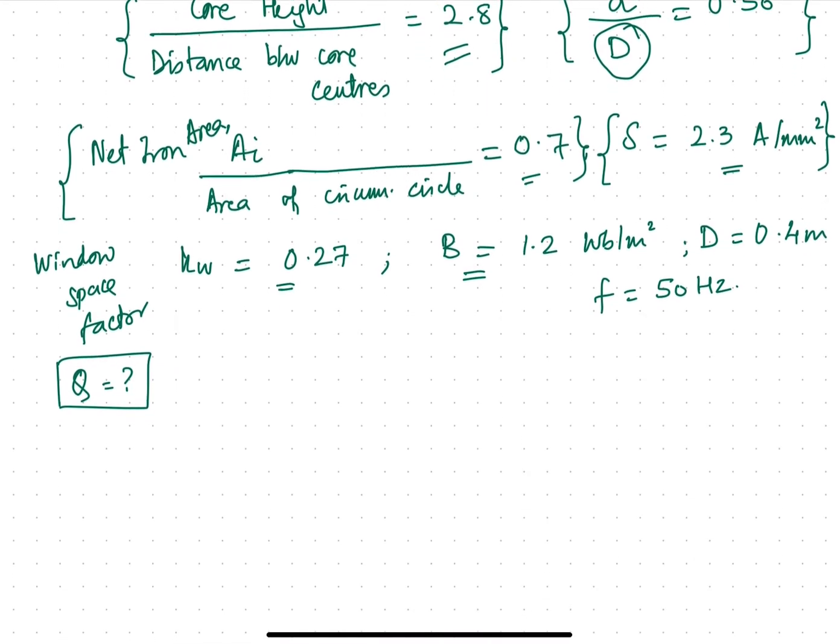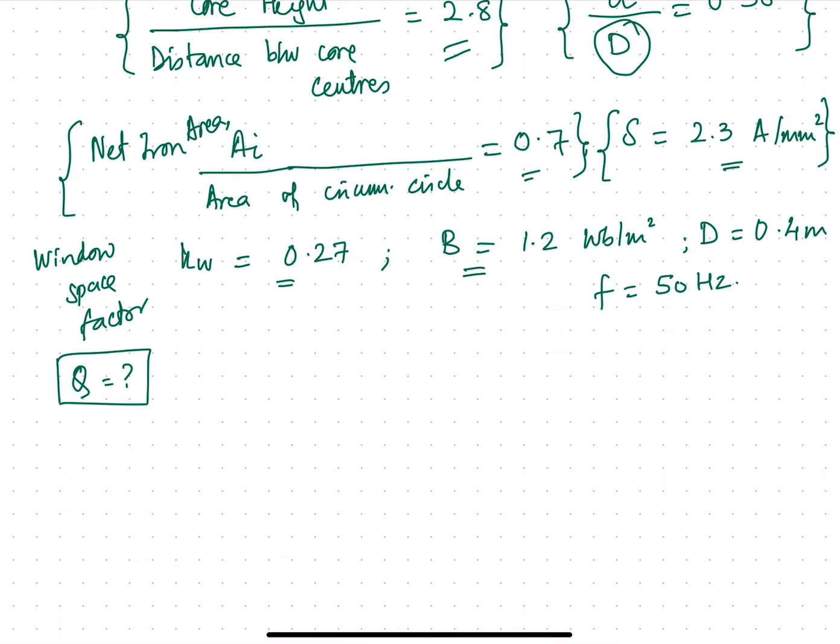Okay, so let's start. We know that the capital D, that is the distance between core centers, is equal to 0.4 meter.